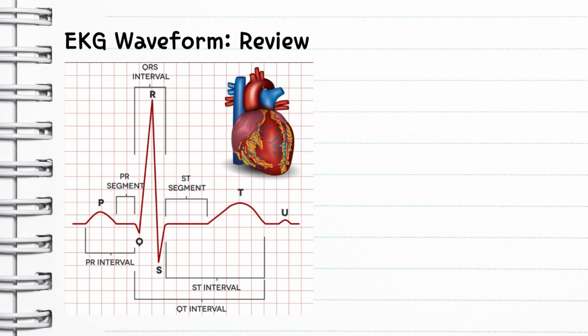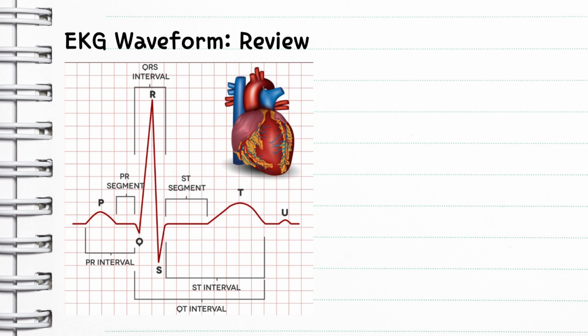The PR interval is the time between the onset of the P wave and the start of the QRS complex. This interval reflects the time it takes for the electrical impulse to travel from the atria through the AV node to the ventricles. A normal PR interval suggests that the conduction pathway is functioning properly.